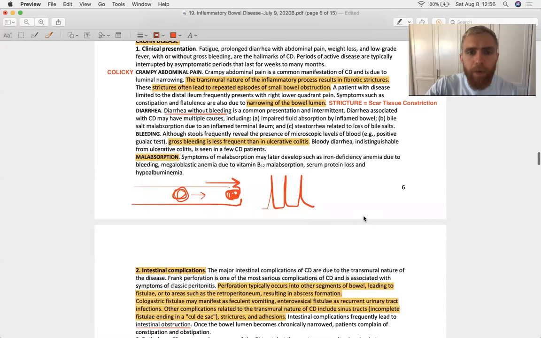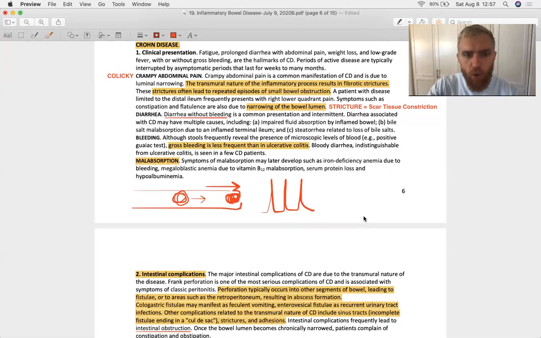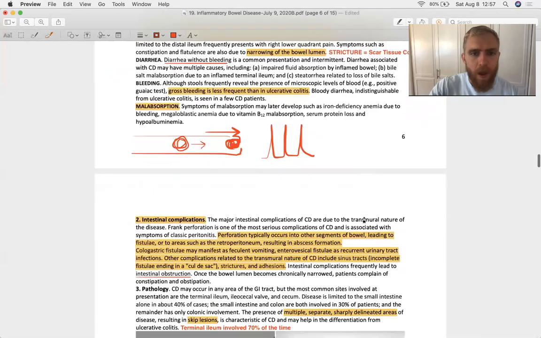Crohn's disease, diarrhea without bleeding. You can get bleeding. You can have a hemorrhagic ulcer. You can have a GI bleed as a result of Crohn's. But in test questions, if you see bleeding, they want you to think colitis.